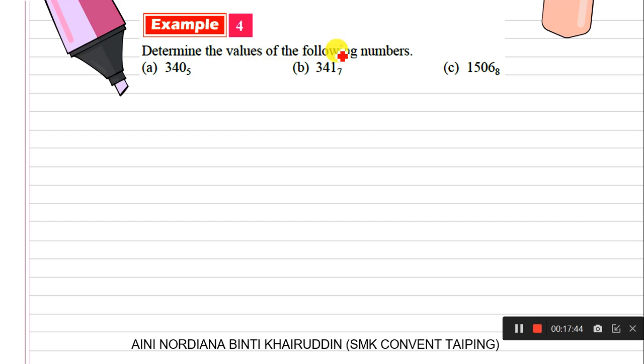Okay, have a look at this example. Determine the values of the following number. Now, there's no underlying digit. That means we want to change this number in base 5 to base 10. Okay, base 10 is actually the number that we use in our daily life. Okay, so how to determine the value of the numbers?